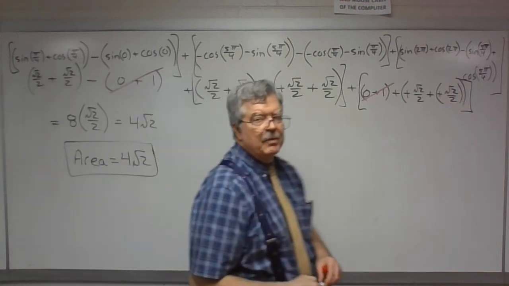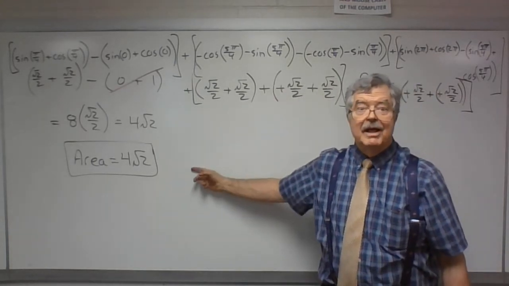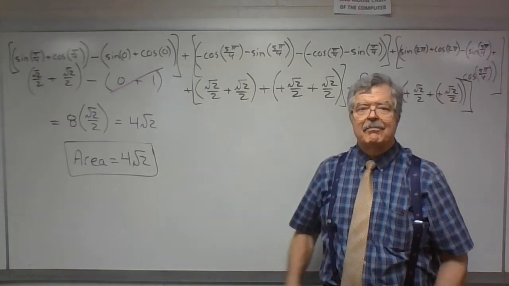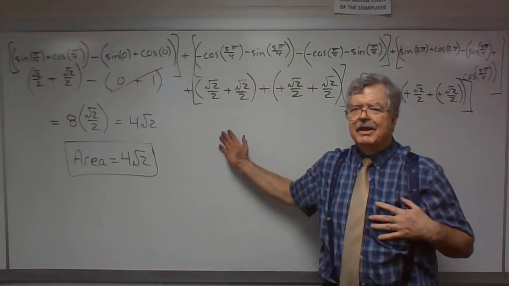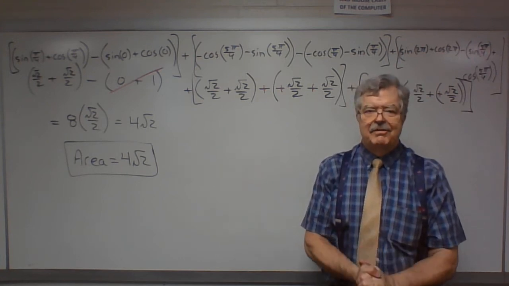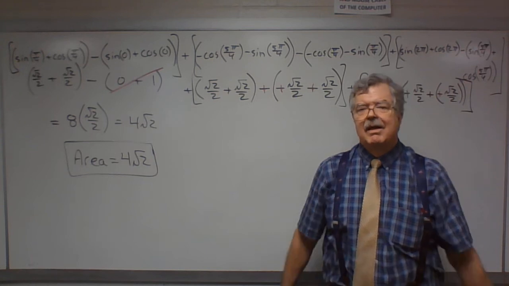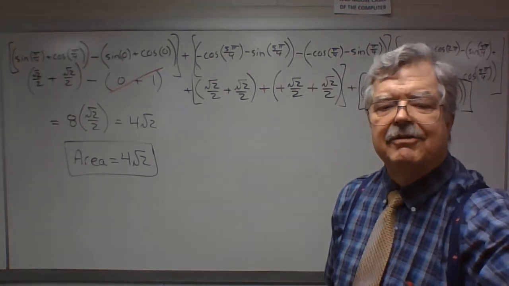Area is 4 square root of 2, which is a heck of a lot better than 0. The big lesson here is even if we use the f minus g method, we have to graph the functions first. Now let's get down to some better exercises.